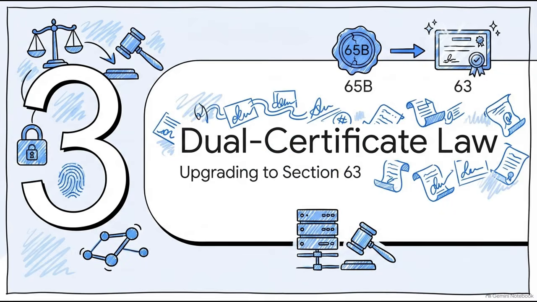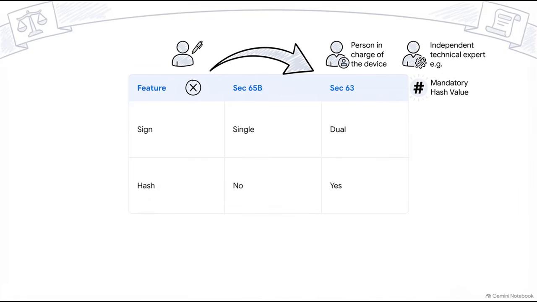Moving right along to Section 3, the new dual certificate law, upgrading to BSA Section 63. So the new Bharatiya Saksha Adhiniyam, or BSA, deliberately preserves that settled 2020 framework but gives it a genuinely massive upgrade. Take a look at this comparison. Section 63 replaces 65B. Under the old law, a single signature from the device owner was enough, and a hash value wasn't required at all.